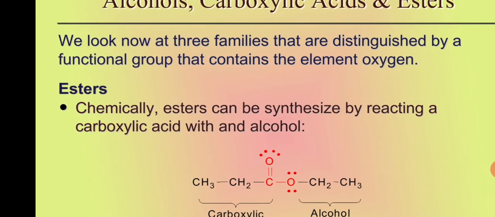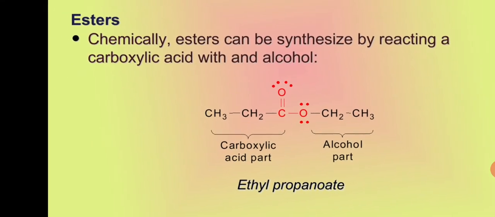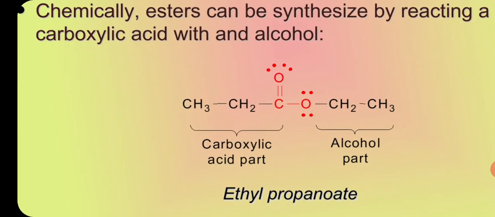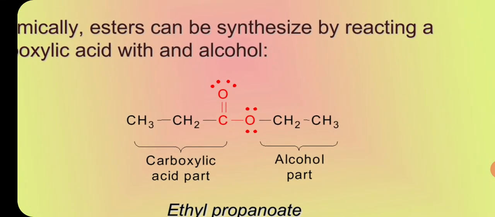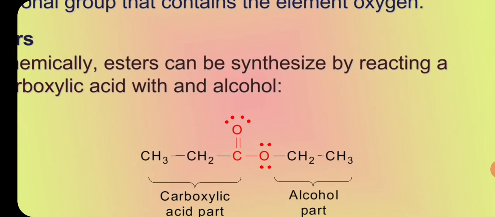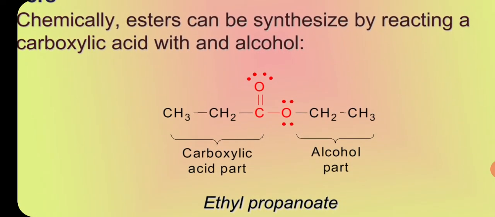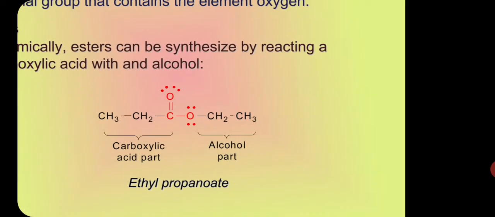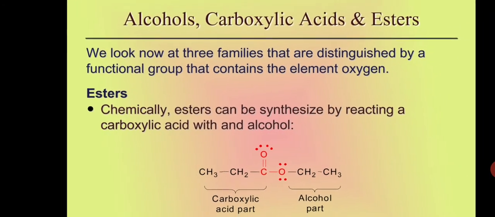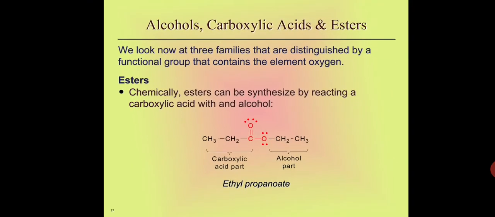So esters you must have studied in your school also. Chemically they are synthesized by the reaction of a carboxylic acid with an alcohol. You can see like this. When the carboxylic acid reacts with an alcohol, something like this is produced. This is the carboxylic acid part, this is the alcohol part. Whenever an ester is written, we call it COO. You can see it written over here, COO. Fine, ethyl propanoate. So esters are formed when a carboxylic acid reacts with an alcohol. Okay, fine. So let's move on to the next one.